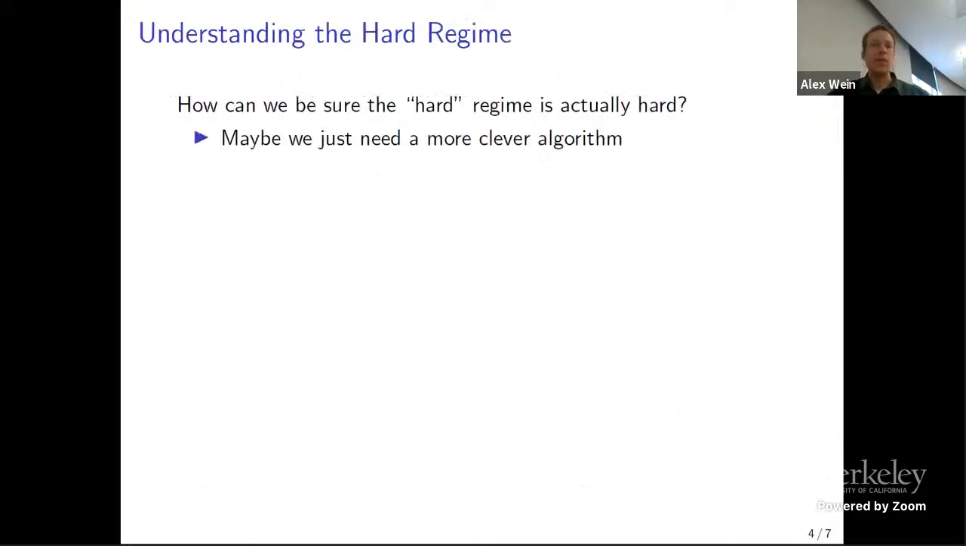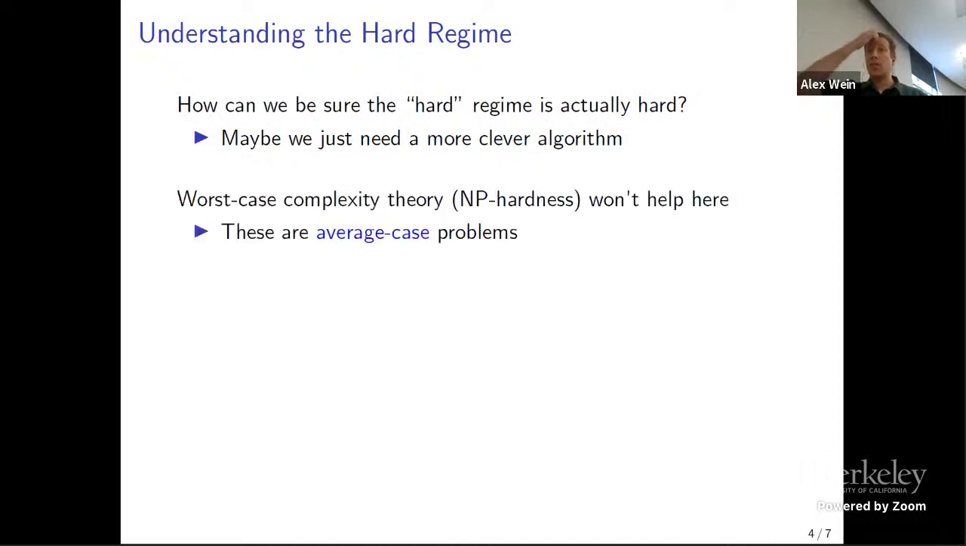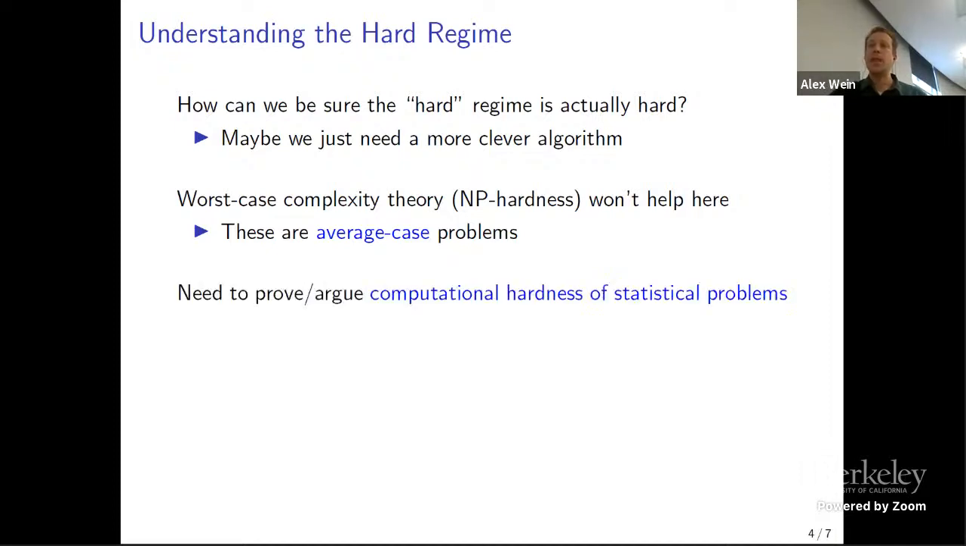Okay, and so, how can we be sure the hard regime is actually hard? Maybe it's fundamentally hard, or maybe we just need to find a more clever algorithm. And so worst case complexity theory, like NP hardness, actually won't really help us here because these are average case problems with random input, right? Just because max clique is NP hard, it doesn't mean I can't solve planted clique on a random input. And so we need a way to prove or argue about computational hardness of statistical problems.